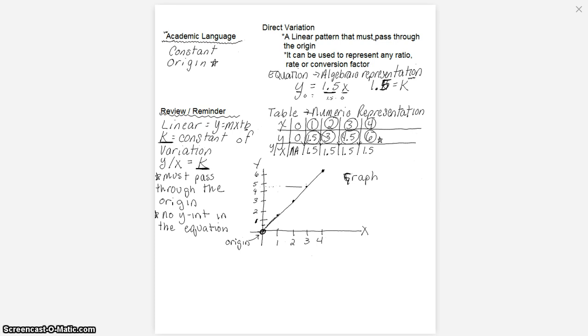Tomorrow, remember, save room at the bottom of your notes. We're going to write our algorithm, or what we're going to do tomorrow is actually write how do we remember what a direct variation equation looks like? How do we remember what a direct variation table looks like? And how can we remember what a direct variation graph looks like? And when we see those, how do we know it is direct variation? And that's what we're going to be working on when we go over this in class.